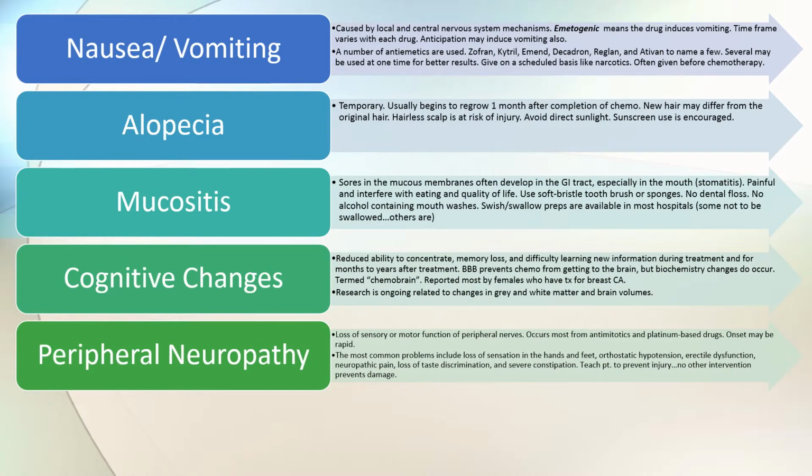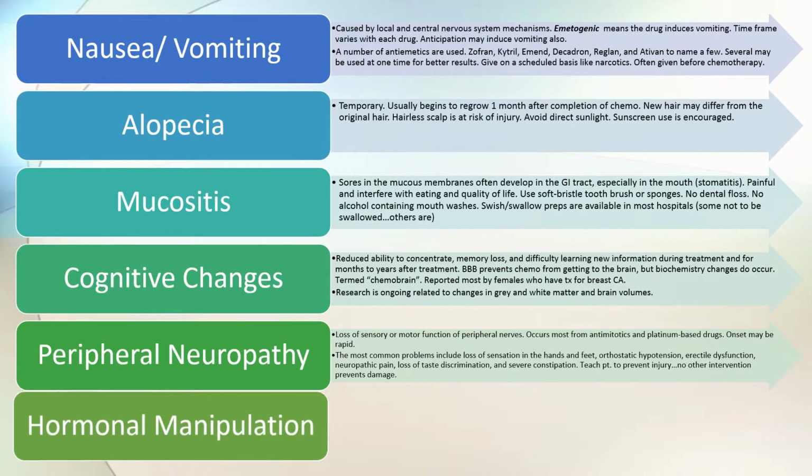There is a loss of sensory or motor function of peripheral nerves and occurs most often from antimitotic and platinum-based drugs. Onset may be rapid. The most common problems include loss of sensation in the hands and feet, orthostatic hypotension, erectile dysfunction, neuropathic pain, loss of taste discrimination, and severe constipation. Teach the patient to prevent injury. No other intervention prevents damage.